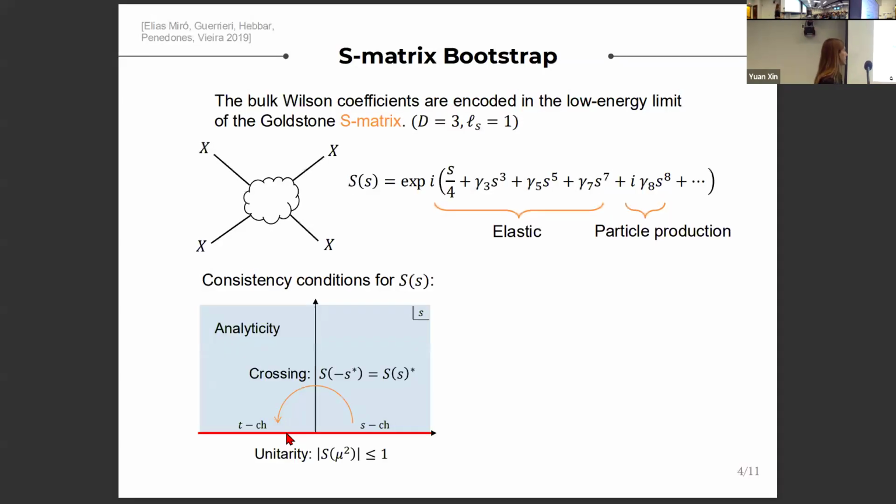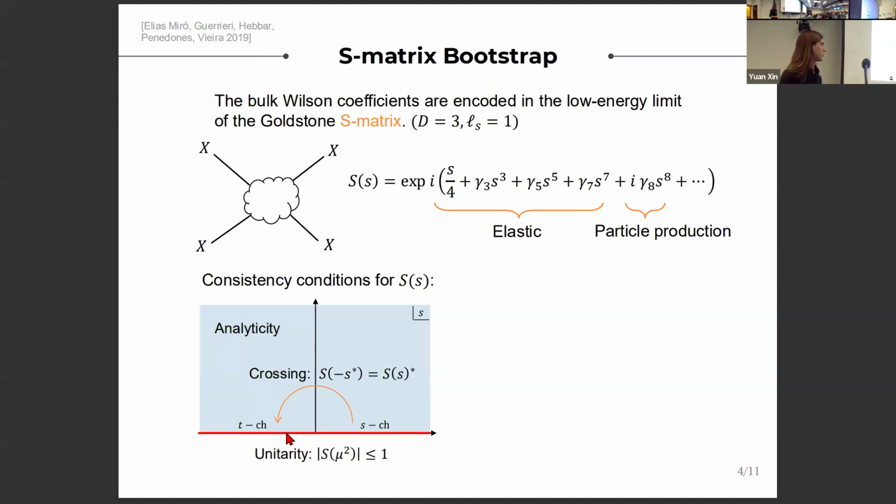So what one has to do is list the constraints that the S matrix satisfies, and then try to convert those constraints into bounds for these Wilson coefficients. Now, what are these constraints? Well, we know that it's first of all analytic in the energy plane, except for some cuts on the real axis that correspond to the S channel cut and the T channel cut.